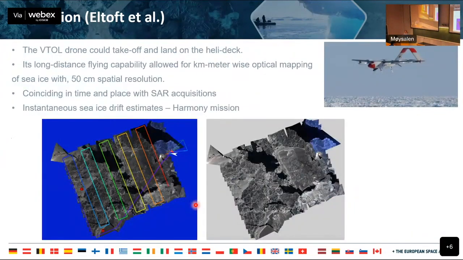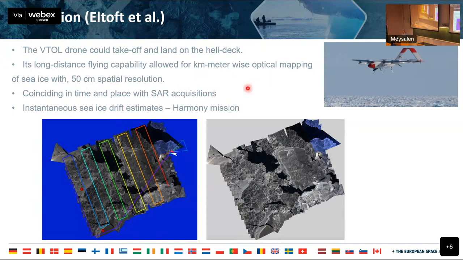It used VTOL drones, vertical takeoff and landing, so that you can actually have them take off from the ship. You don't have to put your ship next to an ice floe, put everything on the floe, and then take off. Here they could take off straight from the ship. And they can fly for several kilometers away and provide optical mapping of the sea ice and also infrared information.